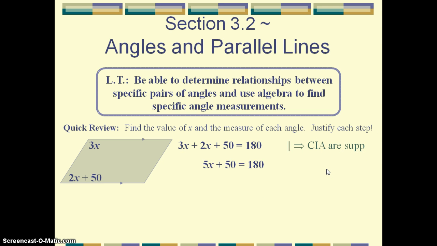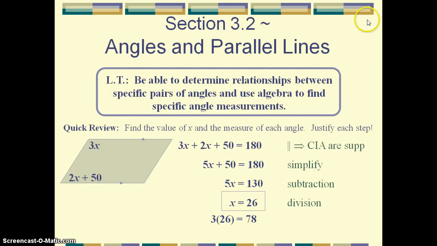So now I'm going to combine like terms or simplify. Then I need to subtract 50 from each side, so that step would be subtraction. And then finally divide by 5 on both sides to get that x is equal to 26. So my last step was using division.